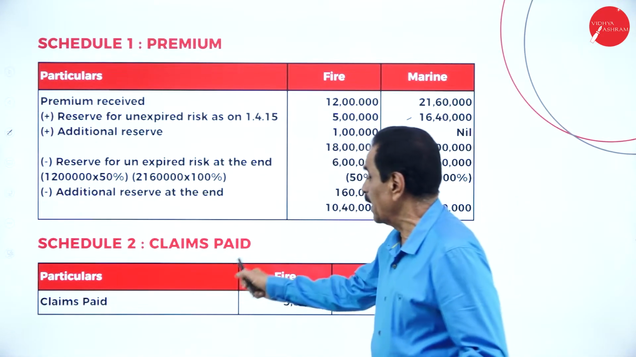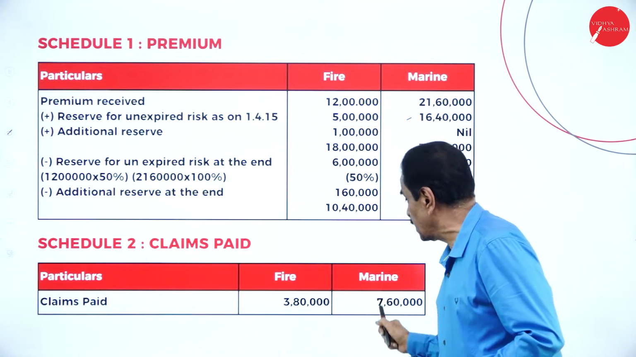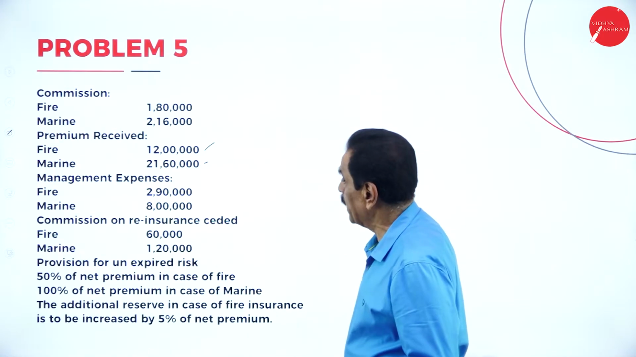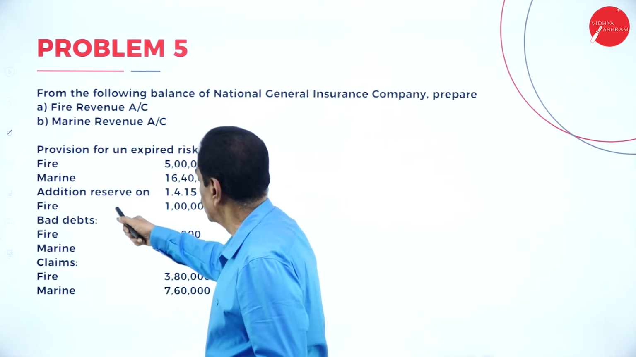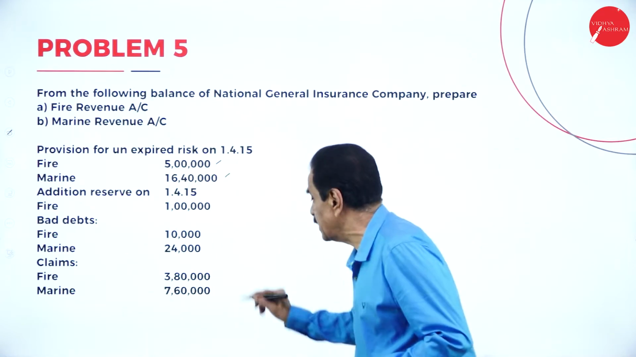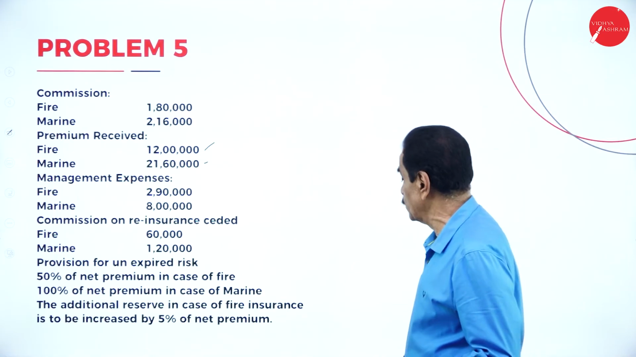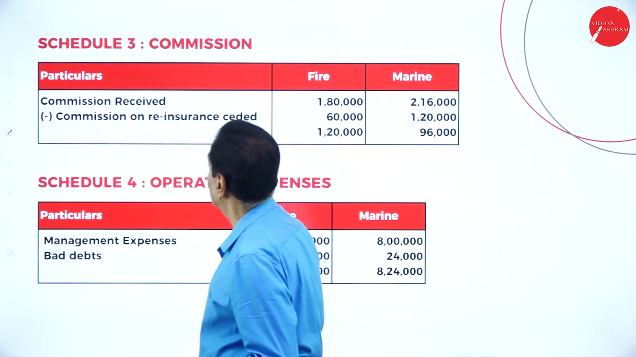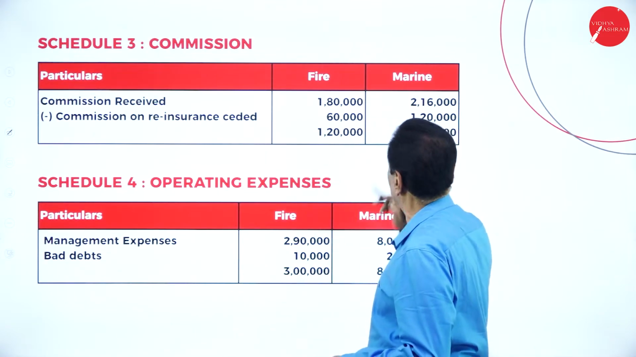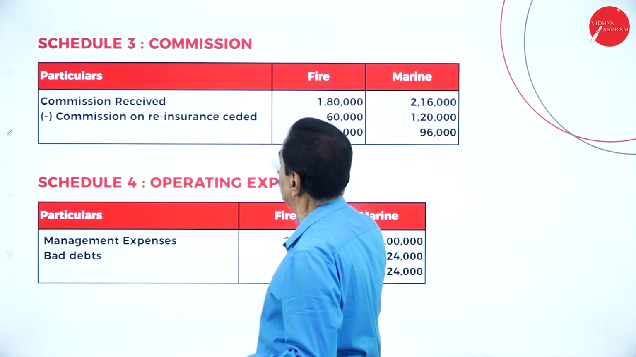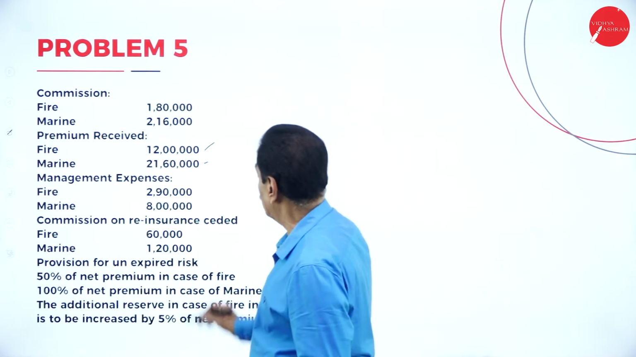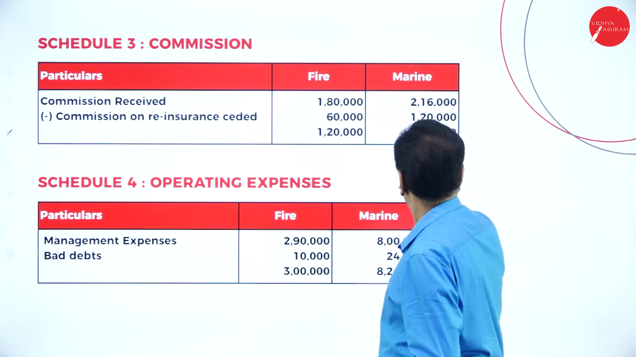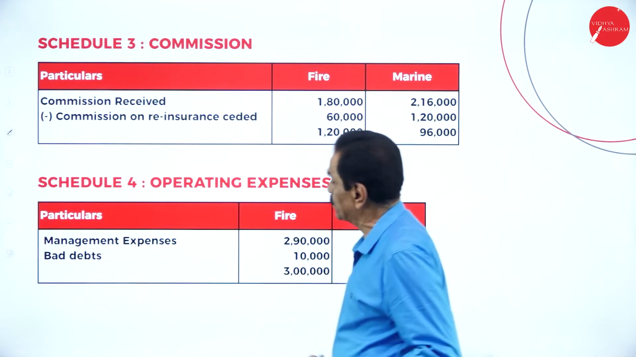Then claims paid: 3 lakh 80,000 and 7 lakh 60,000, no adjustment is there. Come back to commission received: 1 lakh 80,000 and 2 lakh 16,000. Commission on reinsurance ceded should be deducted: 60,000 and 1 lakh 20,000. It becomes 1 lakh 20,000 and 96,000.